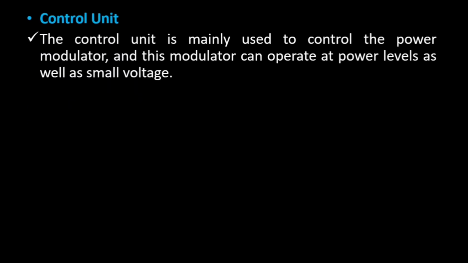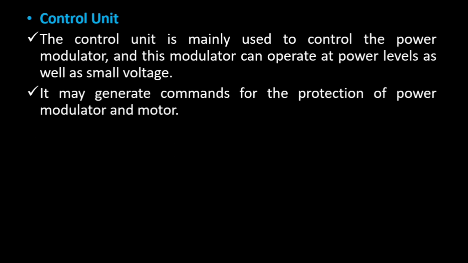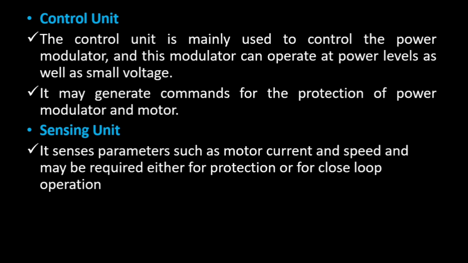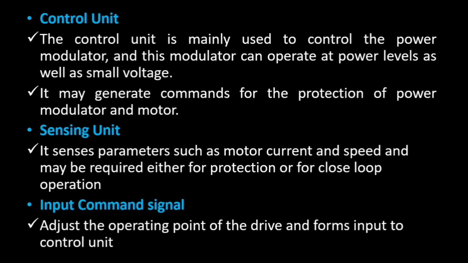Then you have control unit. The control unit is mainly used to control the power modulator, and this modulator can operate at power levels as well as small voltages. Then it may generate commands for the protection of power modulator and the motor. Then the sensing unit. It senses the parameters such as motor current and speed and may be required either for protection or for closed loop operation. Then lastly, the input command signal. It adjusts the operating point of the drive and forms input to the control unit. So this is all about the block diagram of the electrical drive.